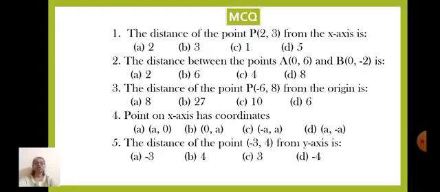Now the last question, number 5. The distance of the point (-3, 4) from the y-axis. The distance of any point from the y-axis is its x coordinate. But here the x coordinate is -3. And you know distance is never negative. So what is the correct option? The correct option is +3. That means option C. You just remove that minus sign and write only the positive quantity.